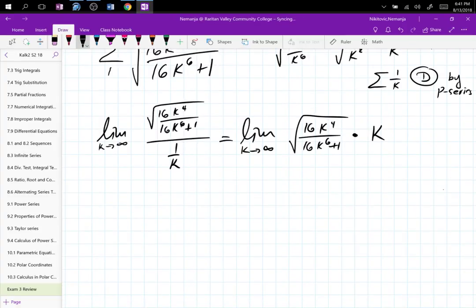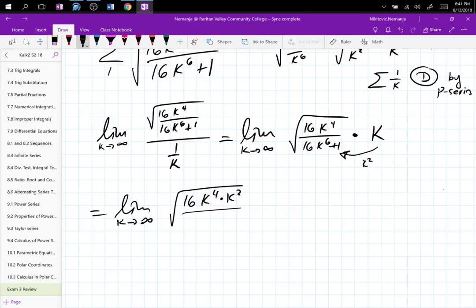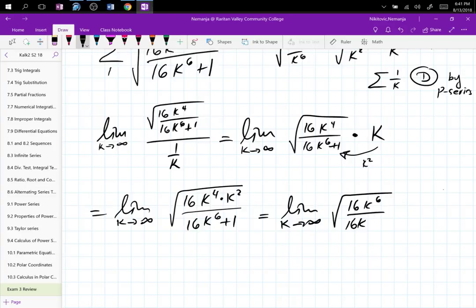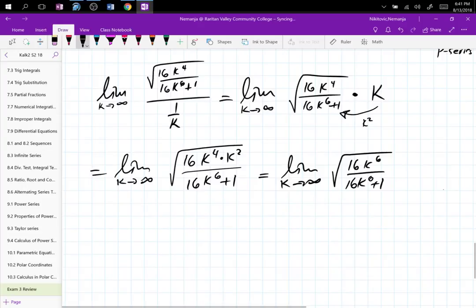Now I'm going to stuff this k under the square root, and when I stuff it, it's going to become k squared. So the limit as k goes to infinity is 16k to the 4th times k squared, divided by 16k to the 6 plus 1. This is the limit as k goes to infinity of the square root of 16k to the 6 over 16k to the 6 plus 1. Now we do the root of the limit, right?